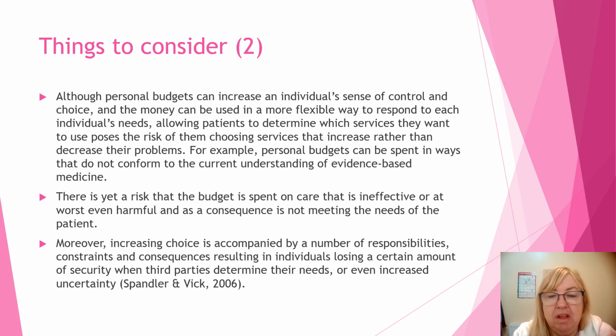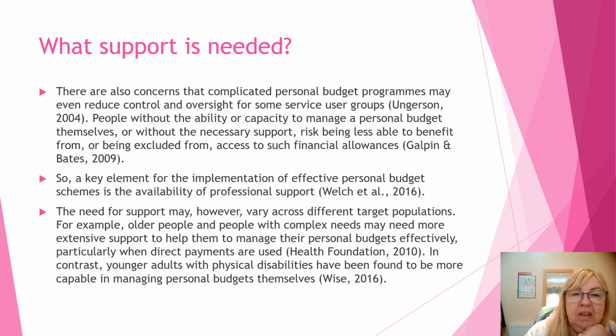Also, increasing choice is accompanied by a number of responsibilities and constraints, because as a service user, you're responsible for the choice you've made, and it is, after all, money that's been given to you, so you have to take some responsibility for it. What support is needed? Some service user groups need a lot more control and oversight, particularly those with learning disabilities, people with mental health problems, people without the ability or capacity to manage a personal budget themselves, who can be at risk, or could get excluded, and that's a problem.